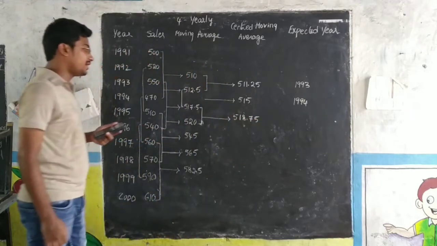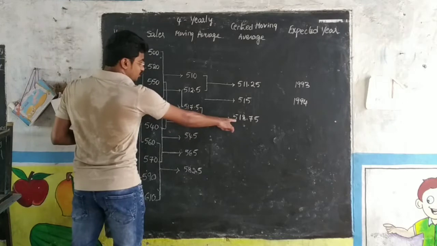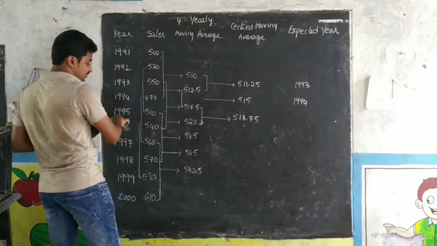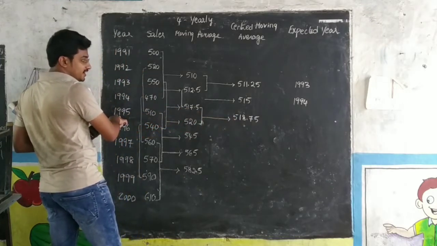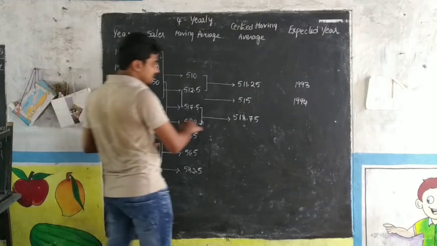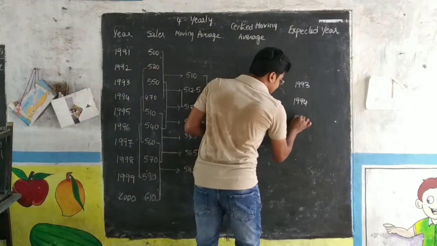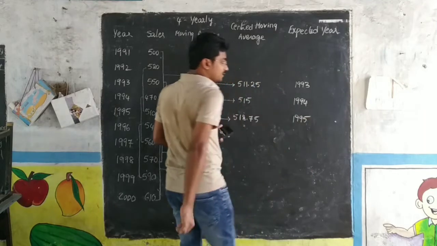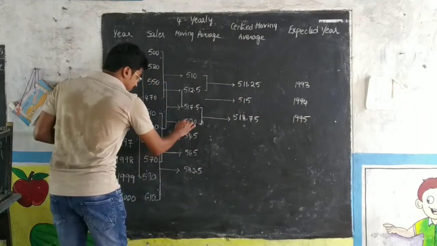518.75 coincides with 1995. This is the expected year. Next 2 values.